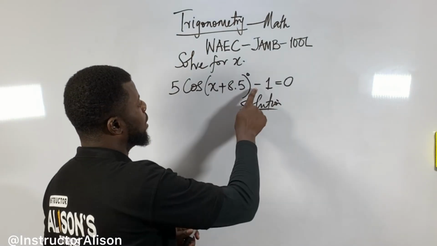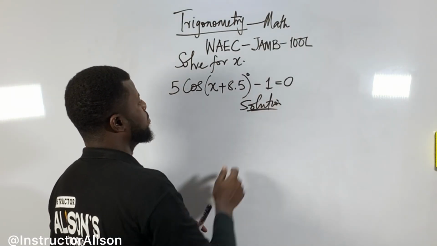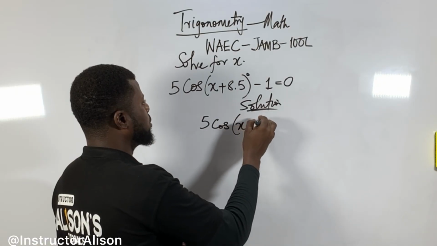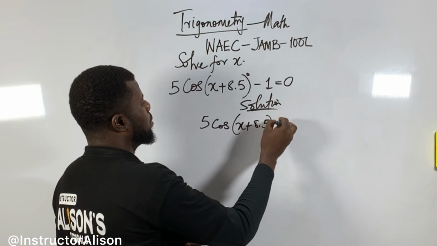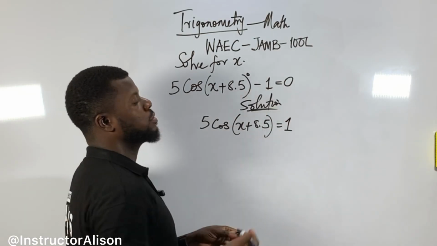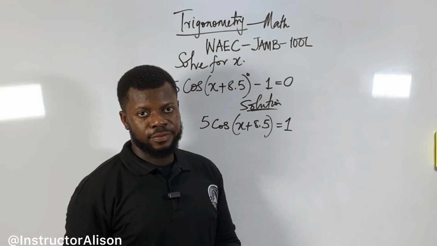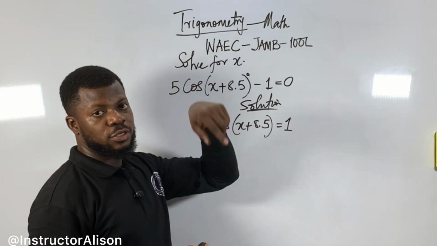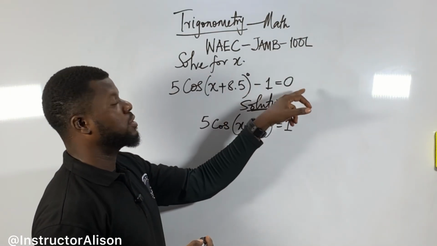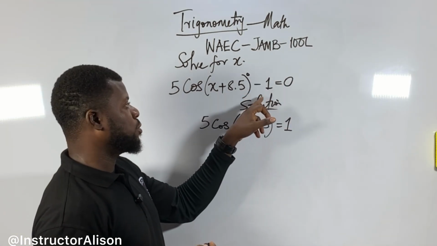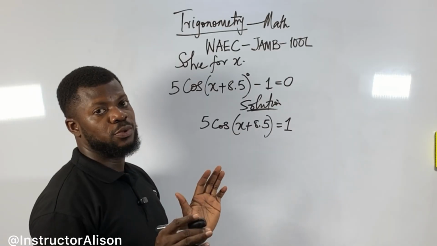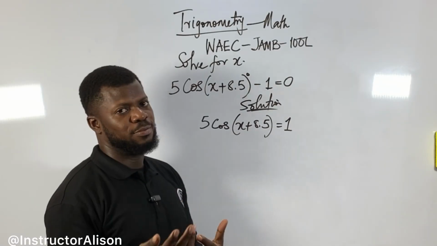So the first thing I will do, I'll carry this -1 across to this side. I can say 5 cos x plus 8.5 equals 1. I carry -1 across, so it becomes +1. You understand? Because when a negative crosses the equality sign, it changes. Another way to say it is add 1 to both sides. So -1 plus 1 goes to 0, and 0 plus 1 is 1. That is the simple way I make it for you.